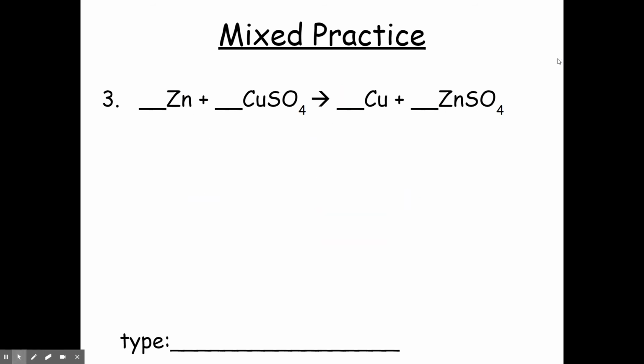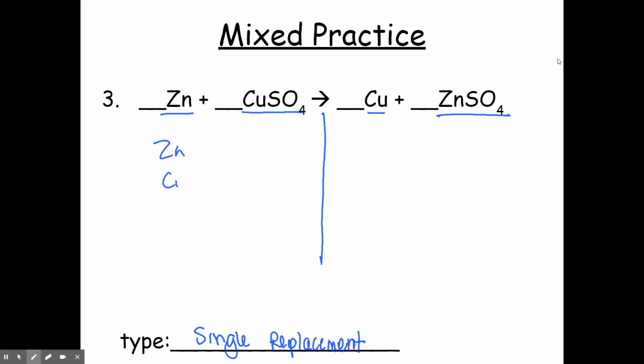In example number 3, we have an element, zinc, replacing something in a compound. So it kicked out the copper and replaced it in the compound. That is a single replacement reaction. Okay. And if you notice, everything here is in fact balanced once we count it. So it is already done.